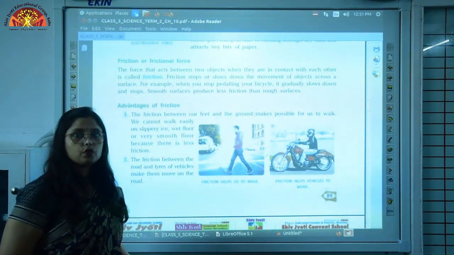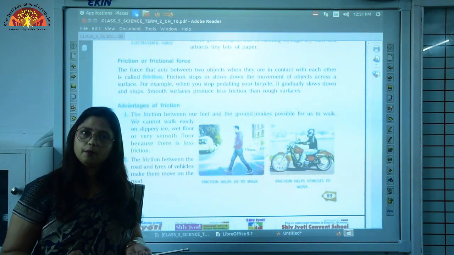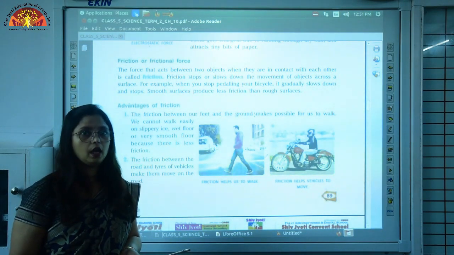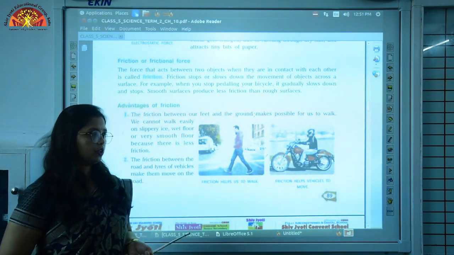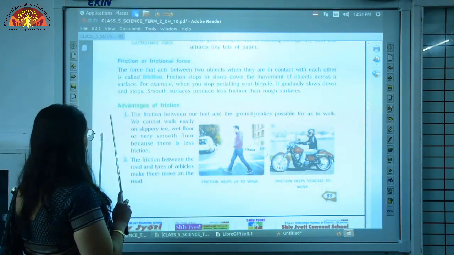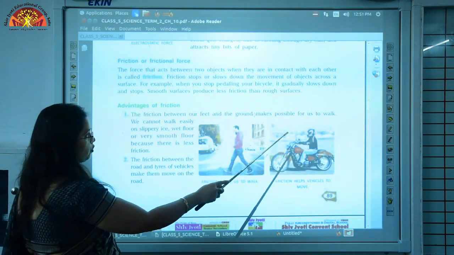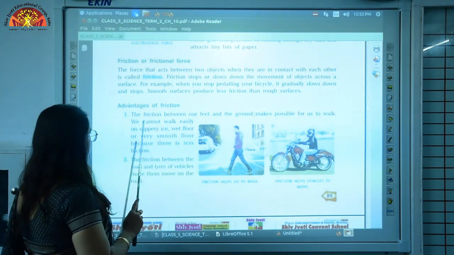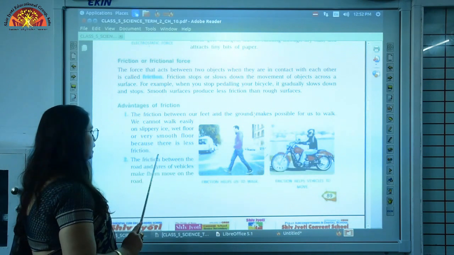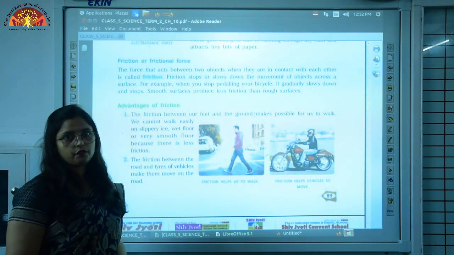Now this type of force which we call friction, it is the force that opposes the motion of a body, and the slippery or the smooth surfaces have less friction, rough surfaces have more friction. So let us see some of the advantages of friction. The friction between our feet and the ground makes it possible for us to walk. We cannot walk easily on slippery ice, wet floor or very smooth floor because there is less friction.